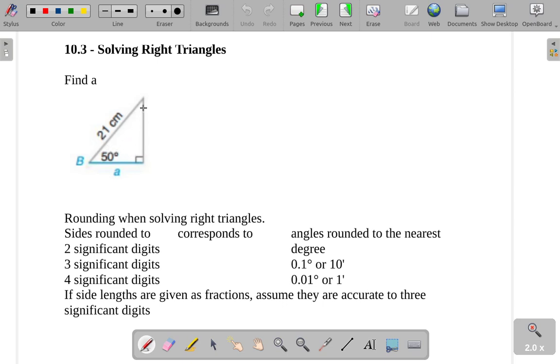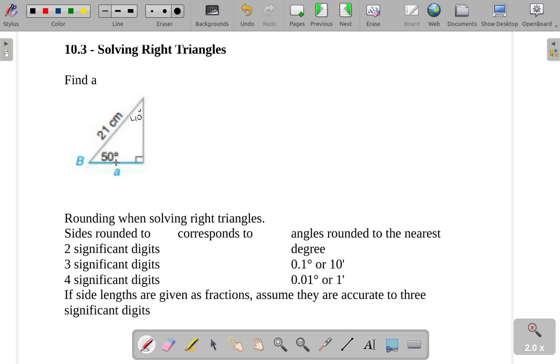But of course, since this is a triangle, we know that the sum of the three angles must sum up to 180, or another way of saying that is the two non-90-degree angles must sum up to 90. So that means this has to be a 40-degree angle there. So that one's pretty easy to finish that part.